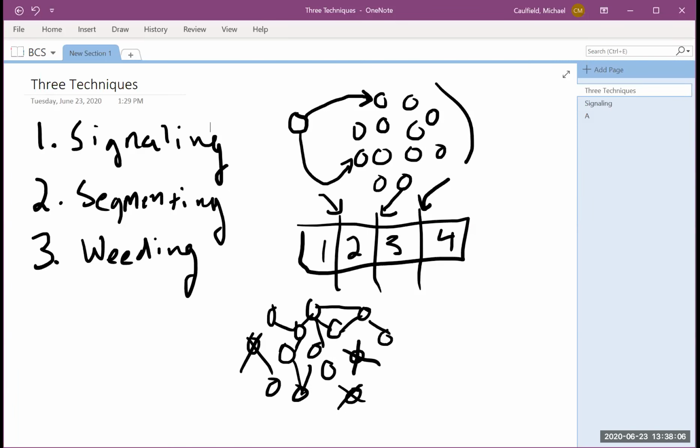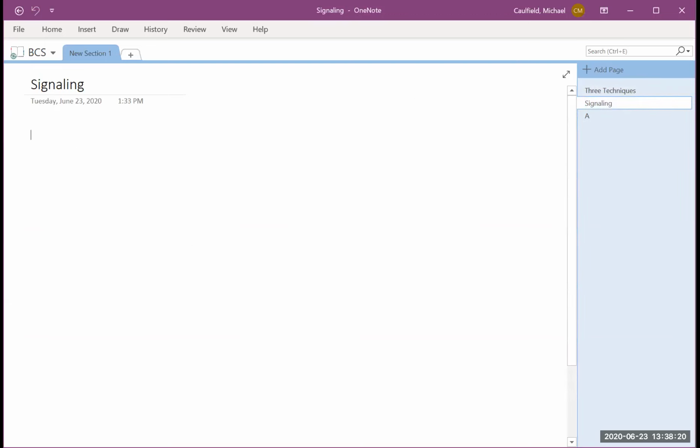All right, so last time we talked about these three techniques: signaling, segmenting, and weeding. And we're going to delve a little deeper into this one here, signaling. So let's start with this.